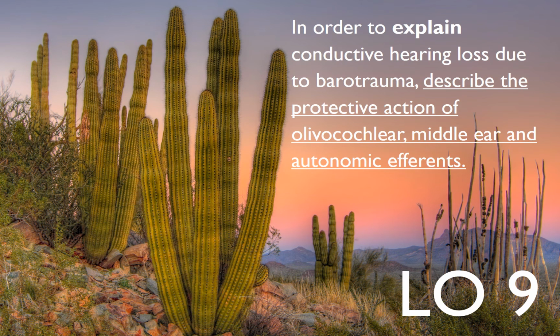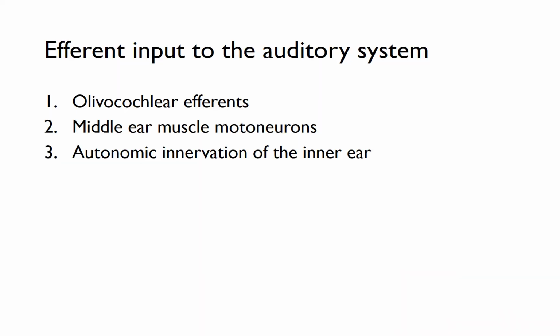Learning Objective 9 is about efferent innervation of the auditory system. We've spent a lot of time talking about the physiology of the sensory component of the auditory system, and we've previewed a little bit, particularly in regard to olivocochlear efferents, the efferent innervation of the auditory system. But we're going to go into more detail now on the olivocochlear efferents, also the motor neurons that innervate the middle ear muscle structure, and then the autonomic innervation of the inner ear, and why all of these work together to promote hearing.